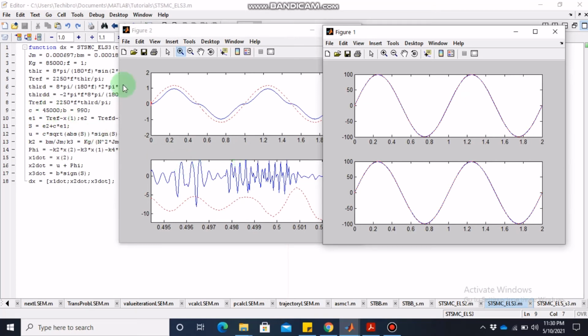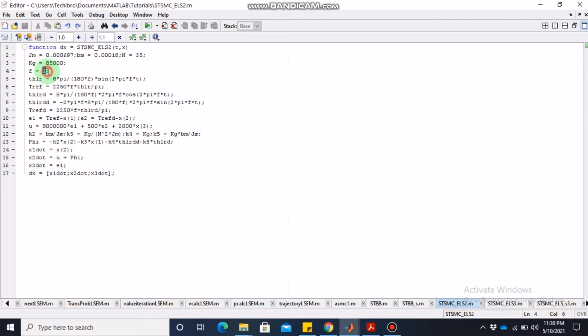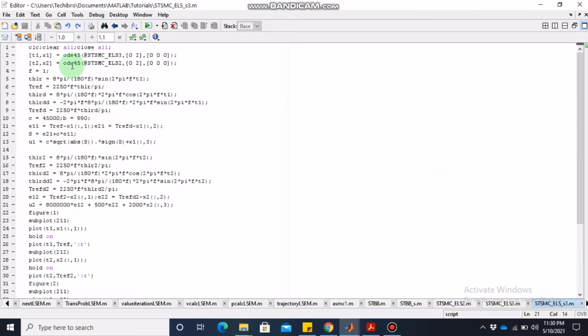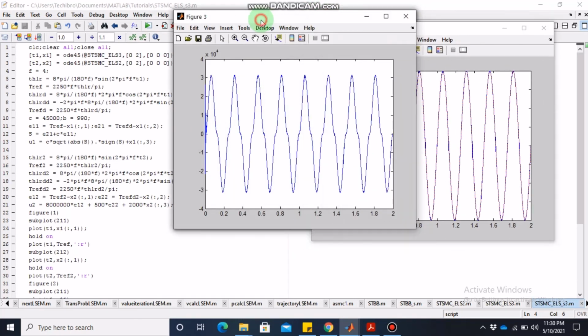And again I want to show you for the different frequency, f is equal to 4. So if we want f is equal to 4, we have to do f is equal to 4 in all 3 files. So f is equal to 4 here as well, and f is equal to 4 here as well. Now I change the frequency and see if the reference is still tracked, and you can see the results are similar, although this is now high frequency.